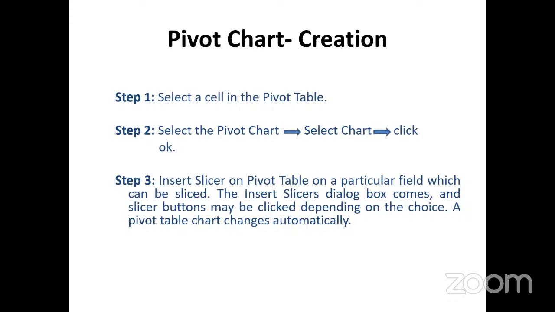Another interesting thing is the insert slicer option in the pivot table. So if we click on the insert slicer option on the pivot table, we see that all the fields come in a sliced version. Like a knife slices whatever vegetables we are cutting, here also the fields are getting sliced, and a particular box containing all the slices is visible on the screen.